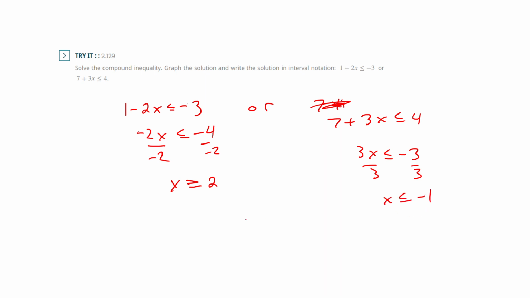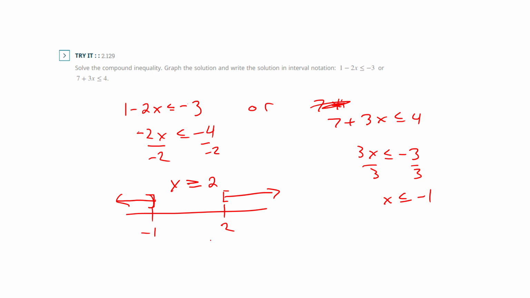Okay, so I've got x is greater than or equal to 2. Let me put them here. I'm going to put these on the same number line because they're going in opposite directions. So I would have this, and I would have, oops, no, it's a bracket. Okay, so I'd have this.